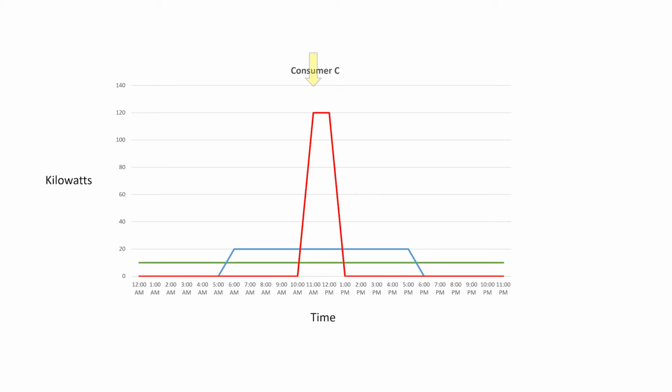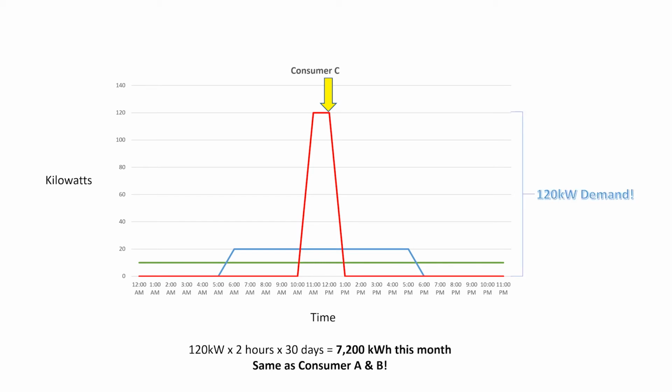Let's look at one more example, Consumer C. They have a large load of 120 kilowatts, but it only runs 2 hours a day. That's 120 kilowatts times 2 hours a day times 30 days. Just as before, they use the same 7,200 kilowatt hours a month, just like Consumer A and B did. But their demand is a whopping 12 times larger than Consumer A. That means the equipment they need to power their service is even larger and more expensive to build and maintain.